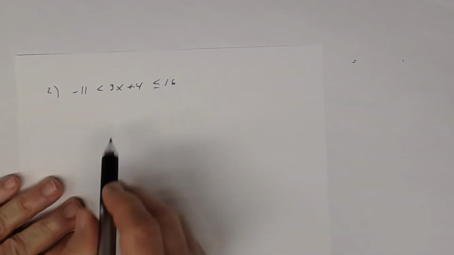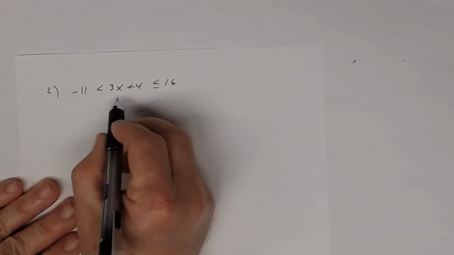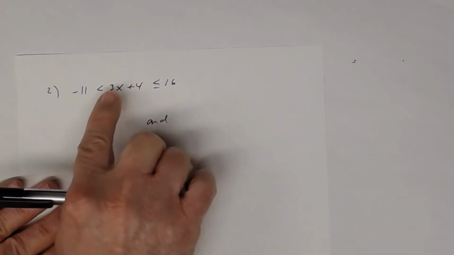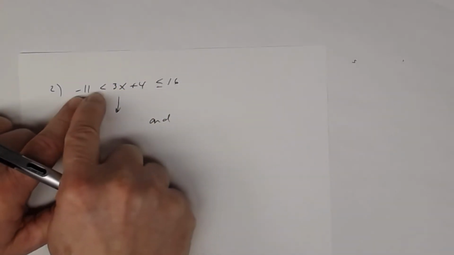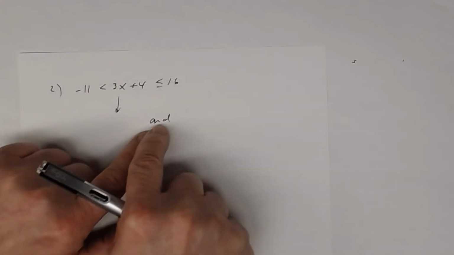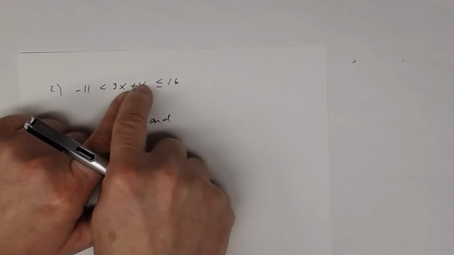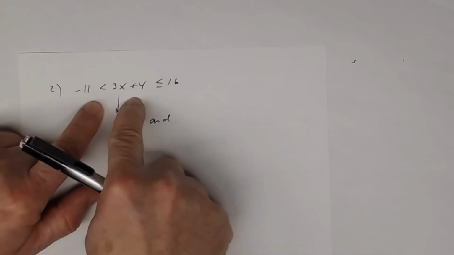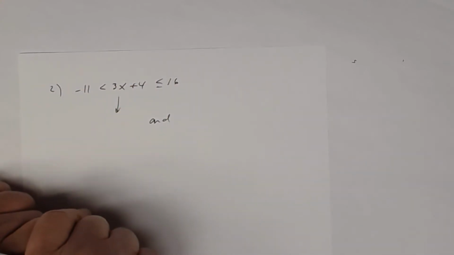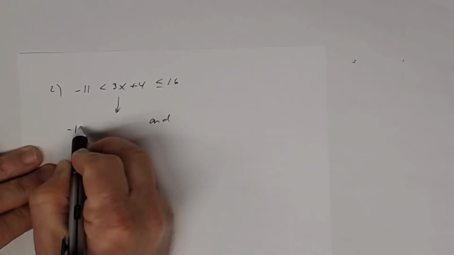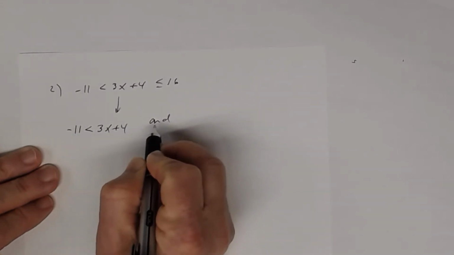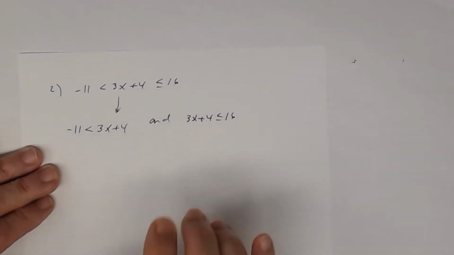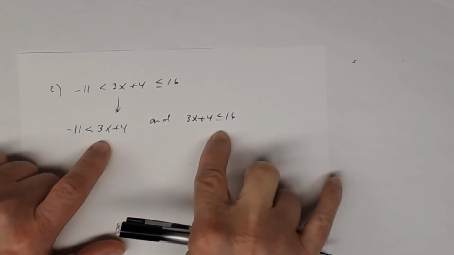Now, what I want you to notice is that I can write this compound inequality as an and statement. So whenever it looks like this, what you're saying is this: -11 is less than 3x plus 4. And at the same time, 3x plus 4 has to be less than or equal to 16. That's what this means. So every time something's written like this, that's an and compound statement. So basically you're saying -11 is less than 3x plus 4, and 3x plus 4 has to be less than or equal to 16. So this means an and compound statement.